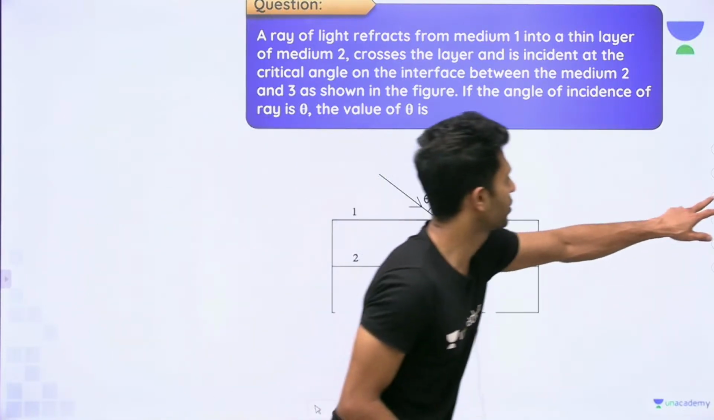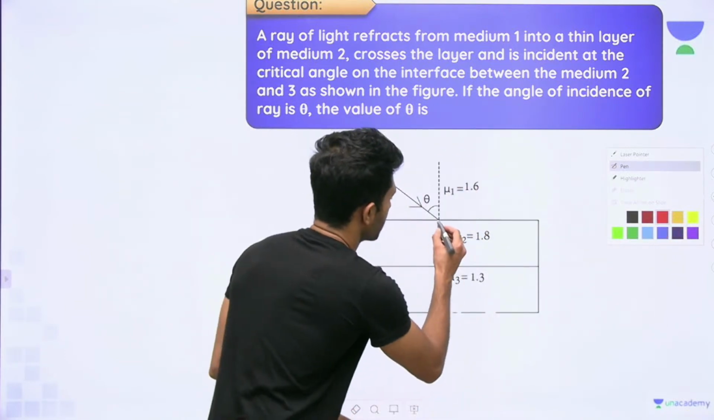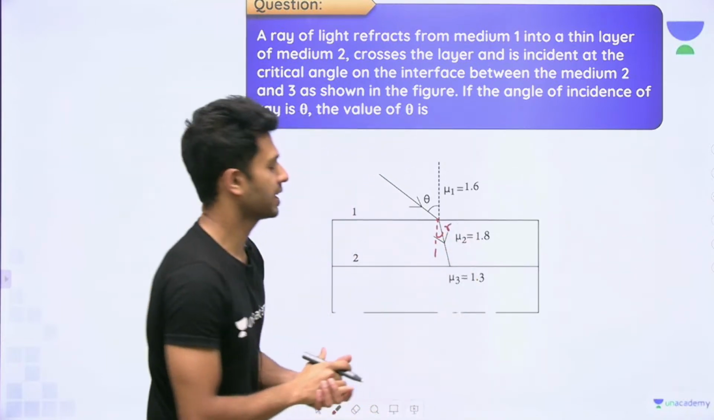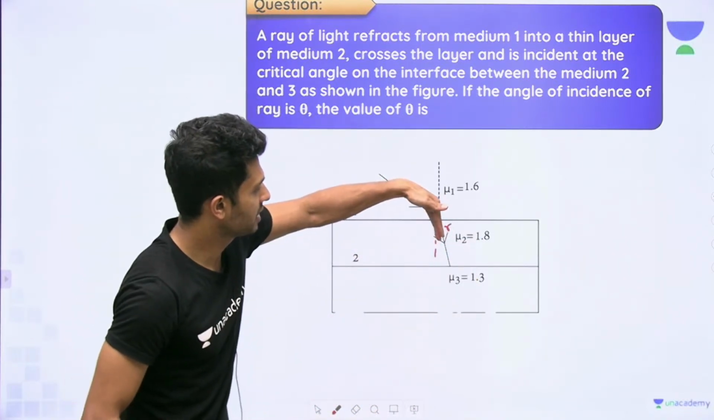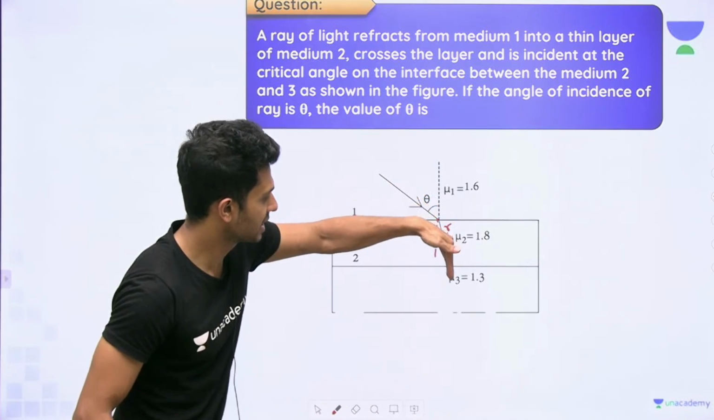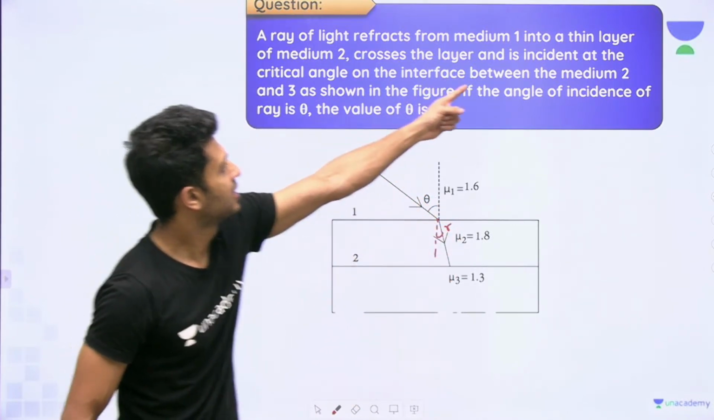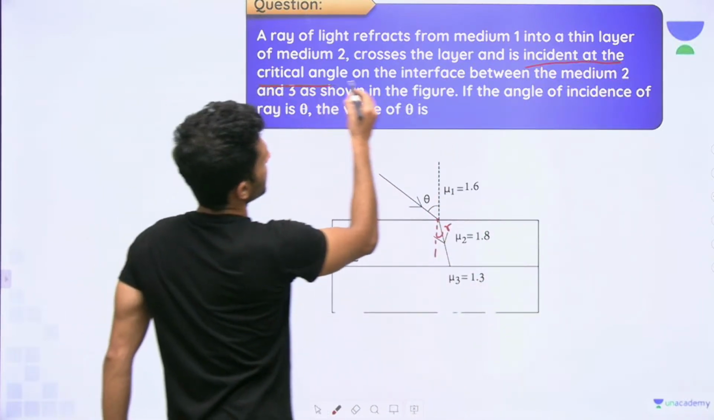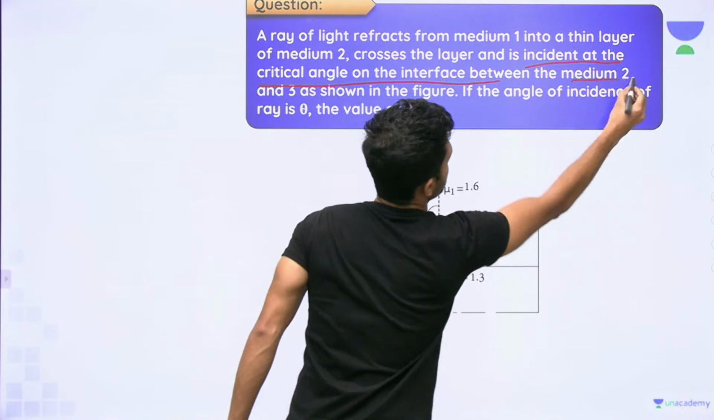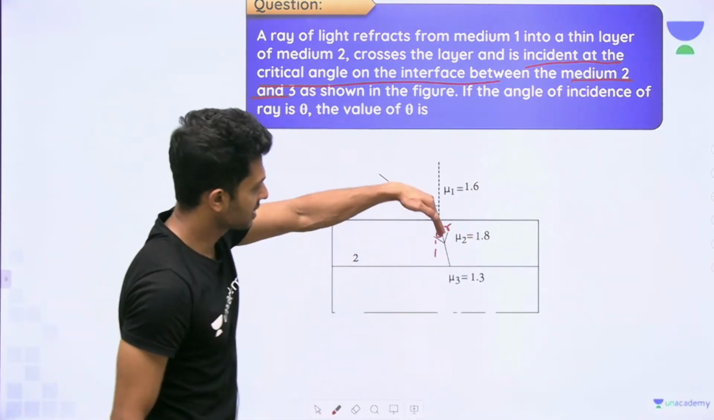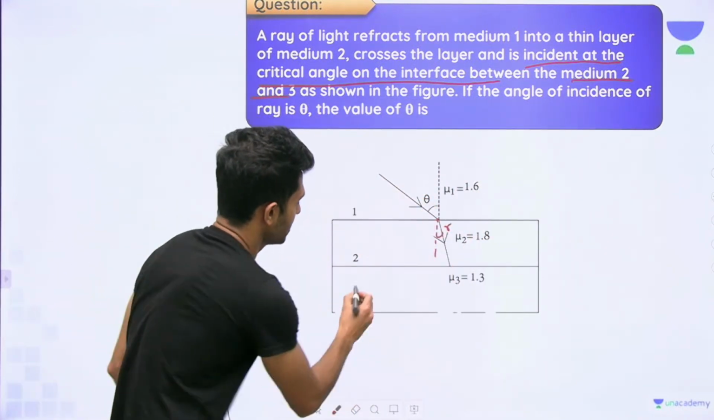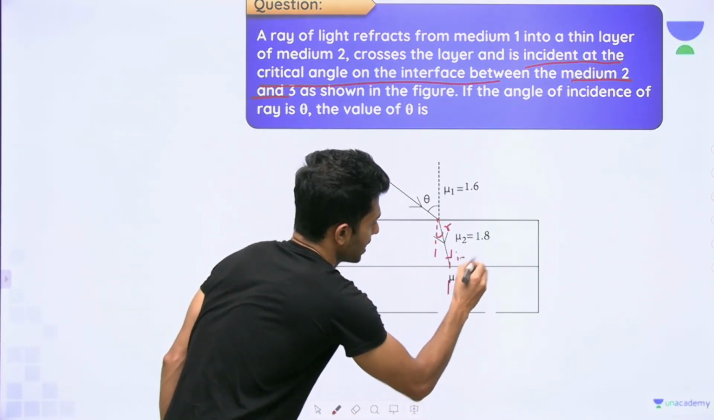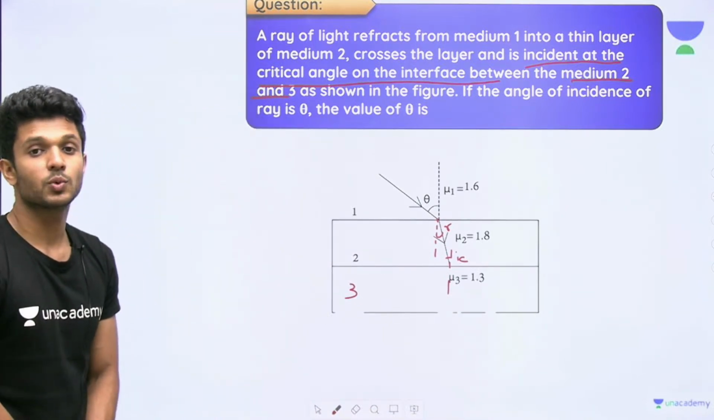So once it reaches here, obviously it will undergo refraction. So what is this? Angle of refraction. It will undergo deviation, and this is the angle of refraction. And it tells that this is incident at the critical angle at the interface between medium 2 and medium 3. Once this light ray reaches the separation between 2 and 3, this angle is the critical angle. This is what is being told here.